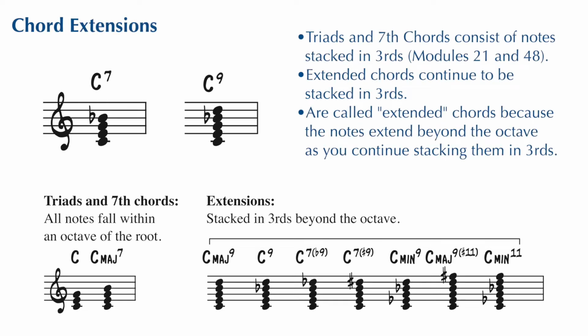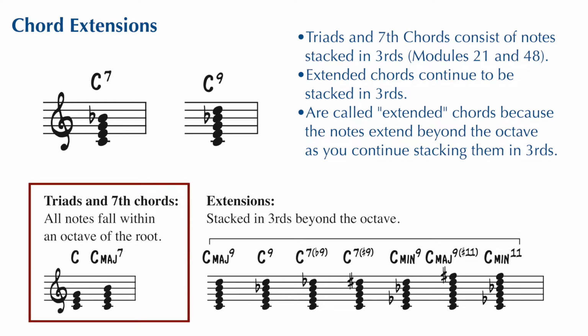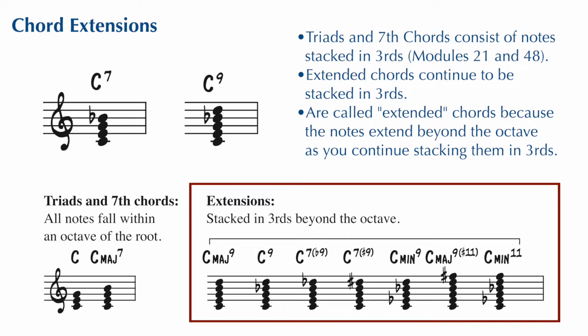So far you've studied triads and 7th chords, which all consist of thirds stacked on top of each other. Chord extensions are also stacked in thirds, and as with extended intervals, chord extensions are named this way because they go beyond the octave as you keep stacking those thirds up. When you stack triads and 7th chords in thirds, all of the notes are going to fall within an octave of the root. Once you stack up enough thirds, you start extending beyond the octave, and all these chord extensions are stacked up in thirds beyond an octave above the root.